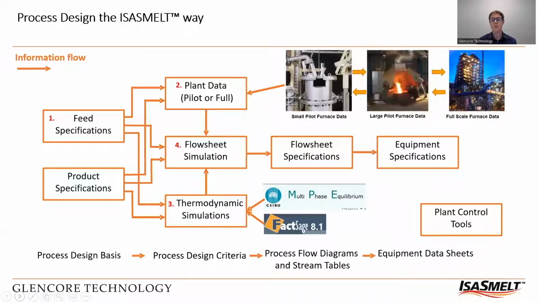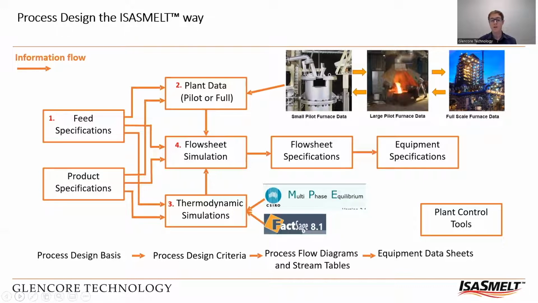So instead at Glencore Technology, we do process design a slightly different way. So we've got a more complex process with more steps and more things going on. First of all, we start with feed specifications and product specifications. This is really important, that we characterize and understand our feed and our products really well, because this has a huge impact on the energy balance and the smelter design.